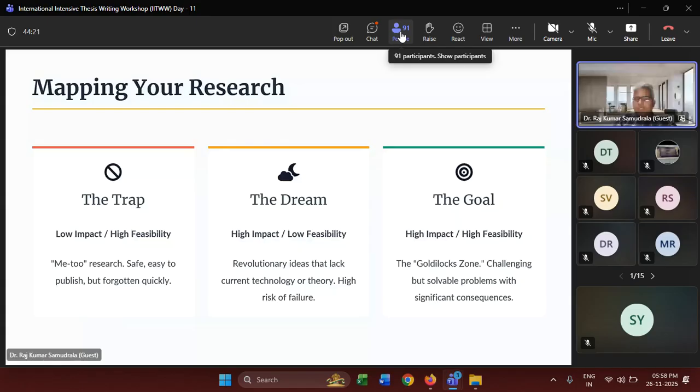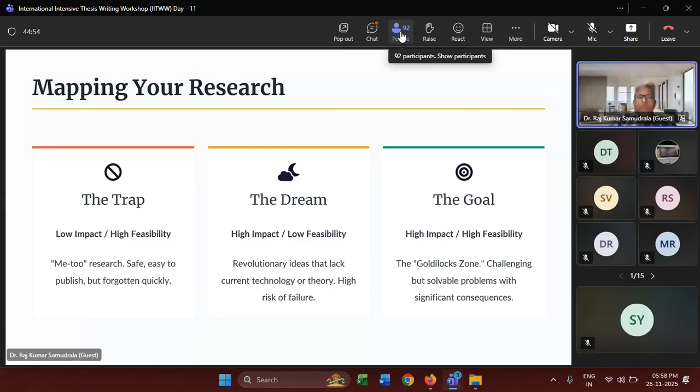It is also called me-too research. Someone has done it, I can also do it. By changing some of the parameters, we can complete the task. Safe, easy to publish, but forgotten quickly. We can publish some results, but those results will not be remembered forever.